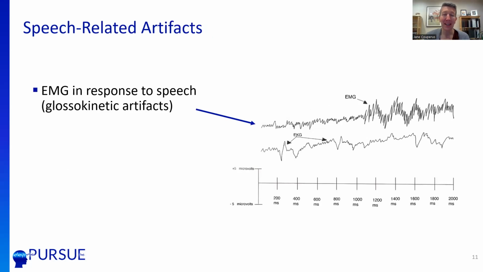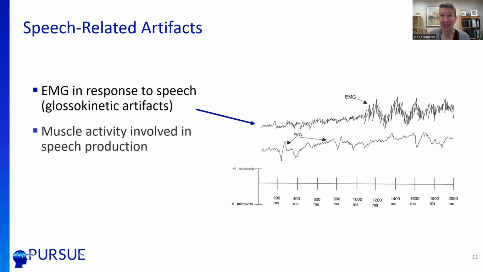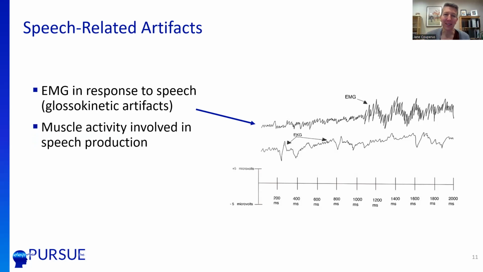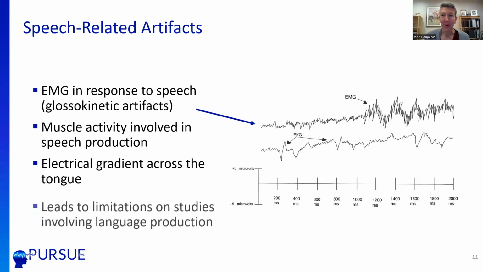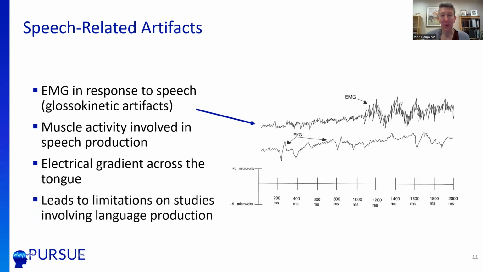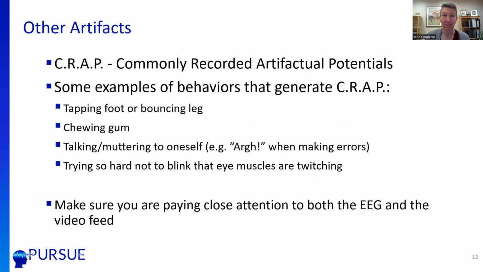And then finally, there are speech-related artifacts. These are things exactly as they sound, related to speech. And that's because they use muscles in speech production. There's an electrical gradient across the tongue. All of these things are going to create artifacts in our data. It's also a limitation. It means that it's difficult to do studies involving language production.